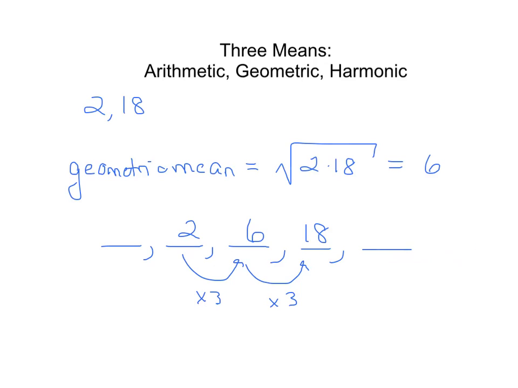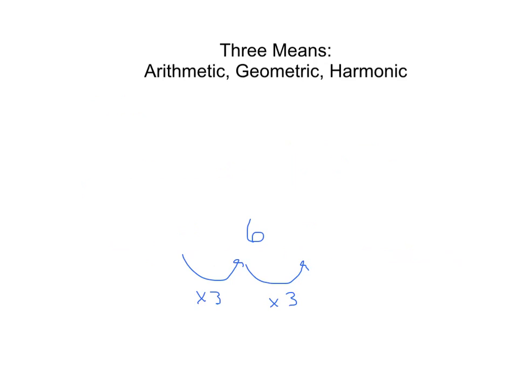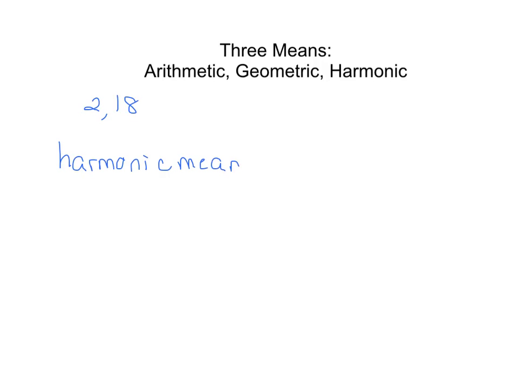All right, let's now look at the third type of mean, and that is the harmonic mean. So I'll get rid of what's here. The harmonic mean is the messiest of all. Again, let's work with 2 and 18. The harmonic mean is the reciprocal of the average of the reciprocals. And that's a handful, but we can clean that up pretty nicely.